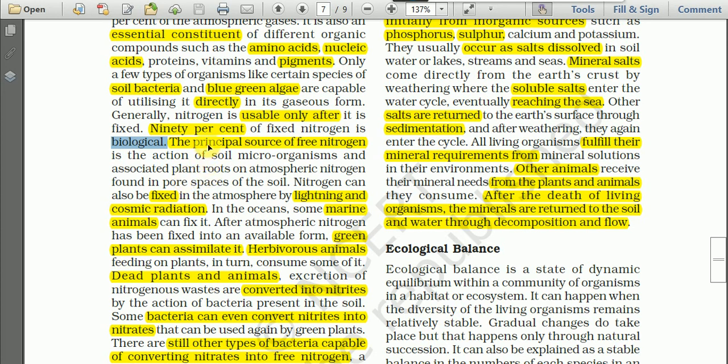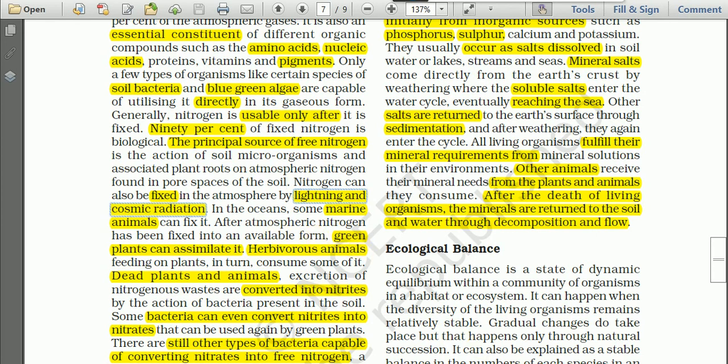And the principal source of free nitrogen is the action of the soil microorganisms and the associated plant roots on the atmosphere. Atmospheric nitrogen is found in the pore spaces of soil. And nitrogen can also be fixed in the atmosphere by lightning and cosmic radiation. So this is about the fixation of nitrogen.